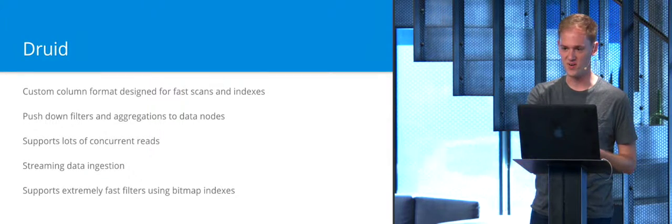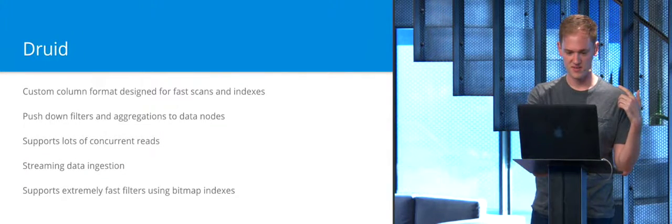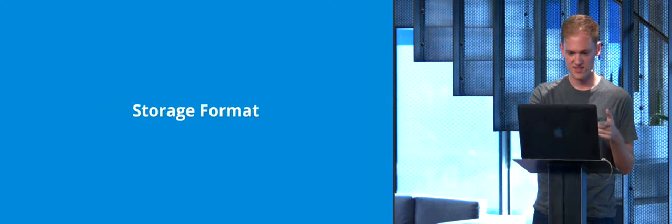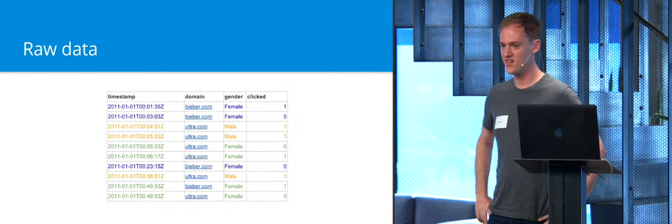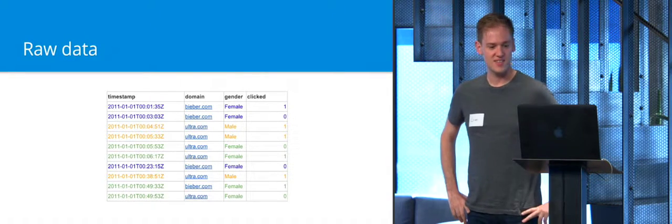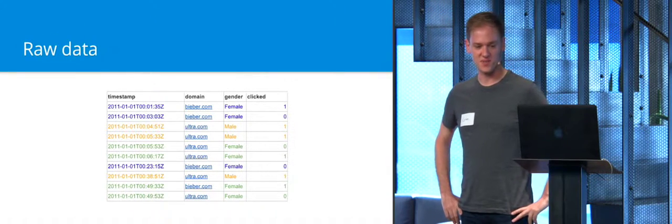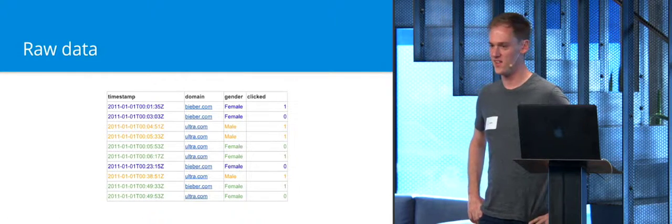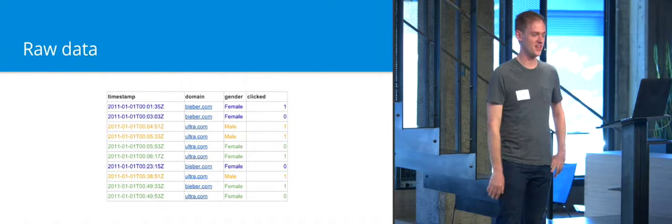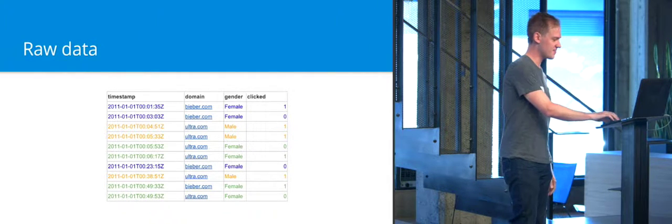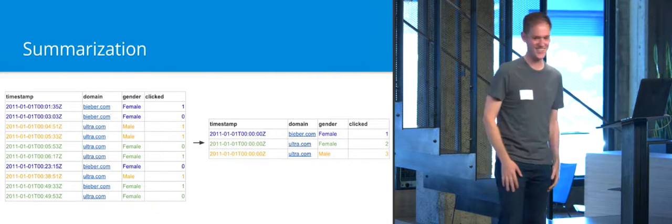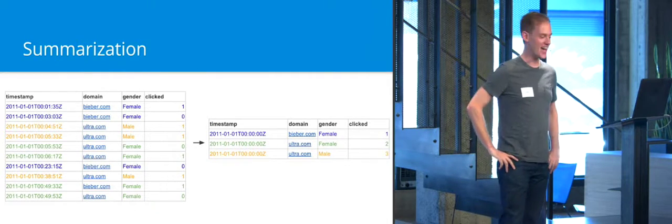So let me talk about what Druid actually does do and how it achieves those things. I'm going to skip this slide because it's just a bunch of words. Druid storage format. Here's some raw data. These are metrics that look like web traffic. There's a domain, beeper.com and ultra.com, so there are two websites, and there are female and male people clicking on things. Sometimes they click and sometimes they don't. So I guess these are online advertising impressions. You can tell that I didn't make this example. So these are online ad impressions.